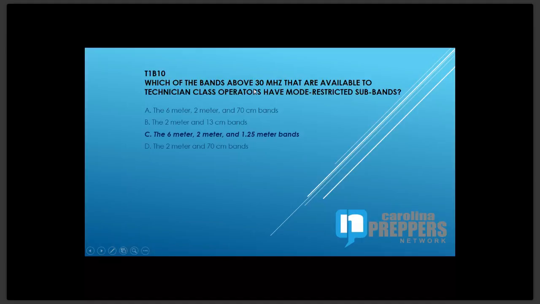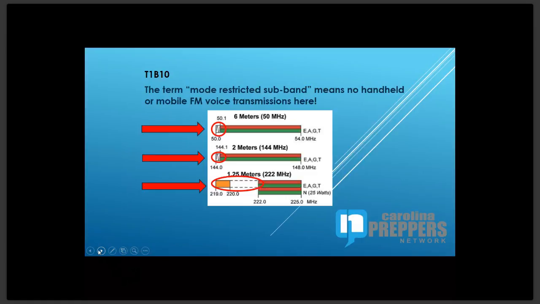Which of the bands above 30 megahertz that are available to technician class operators have mode restricted subbands? And what they're getting at here is that the term mode restricted subband means that no handheld or mobile FM voice transmissions can happen here. And mode restricted subband typically refers to CW.